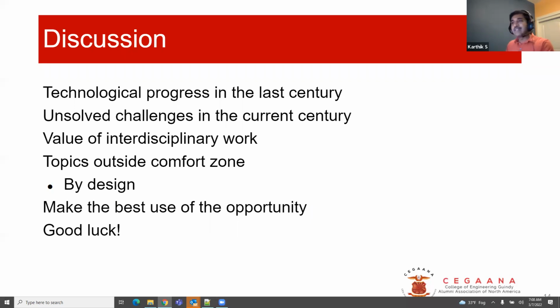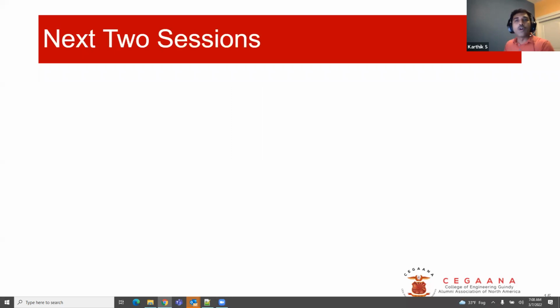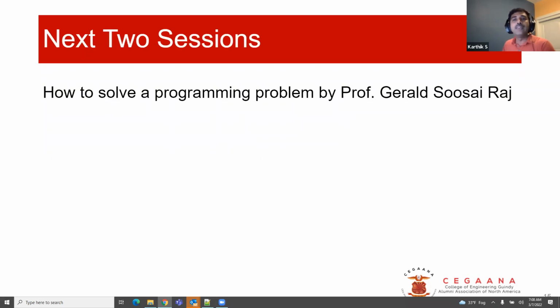So that is the overall principle. And then before we break out for discussions, I do want to highlight the next upcoming sessions. Professor Gerald Susai-Raj is going to introduce you to his work and his career, and the technical topic that he's taking to discuss with you all is how to solve a programming problem.